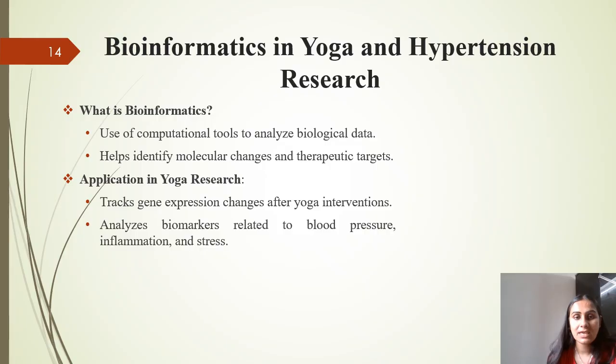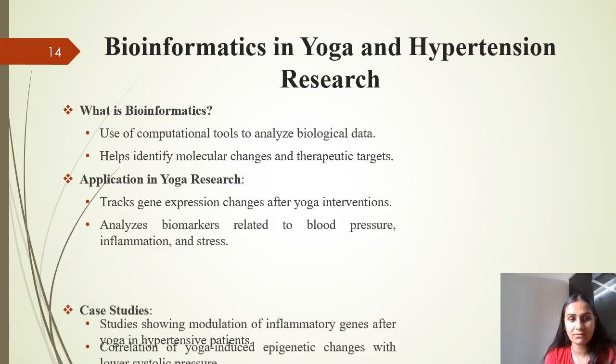So what are some of its applications? It helps to track gene expression changes after yoga intervention. It analyzes biomarkers related to BP, inflammation, and stress. Like it helps to analyze the single nucleotide polymorphism and other many more differential gene expression levels.